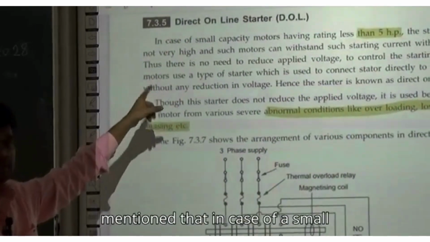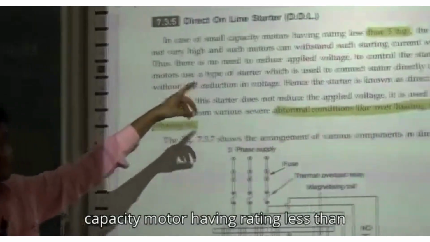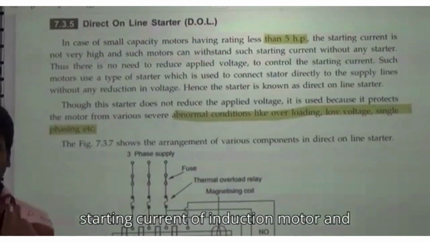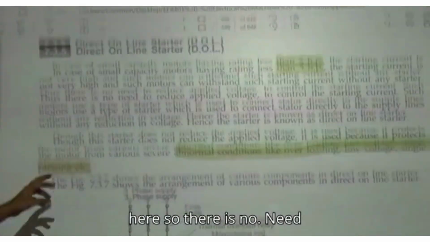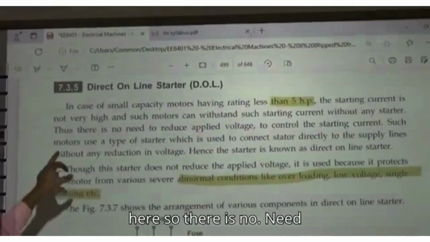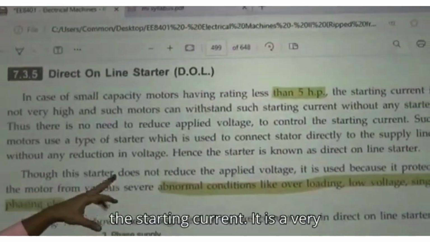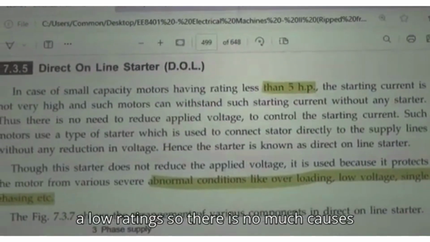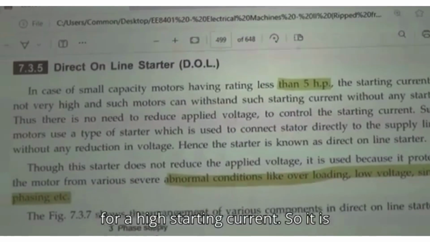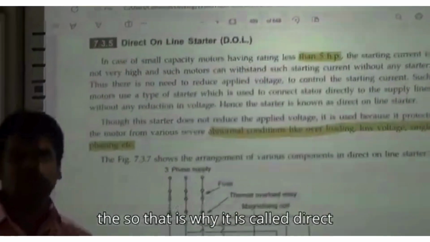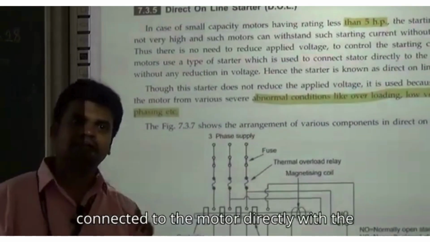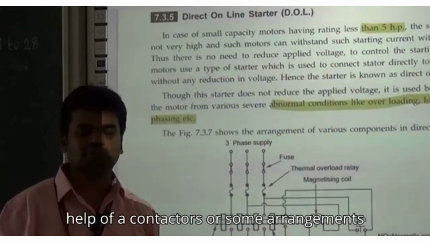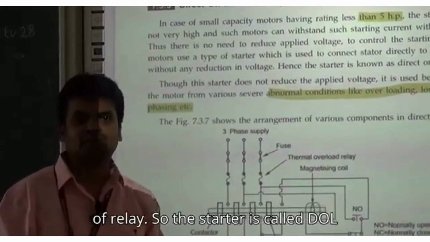So here it is mentioned that in the case of a small capacity motor having a rating of less than 5 HP, the DOL starter is used. Again, a starter is used to limit the starting current of the induction motor, and here there is no need to reduce the applied voltage to control the starting current. It's the simplest method because the machine has a low rating, so there is not much cause for high starting current. That's why it's called a direct online starter. The supply line is connected to the motor directly with the help of contactors or some arrangement of relays. So the starter is called a DOL starter.